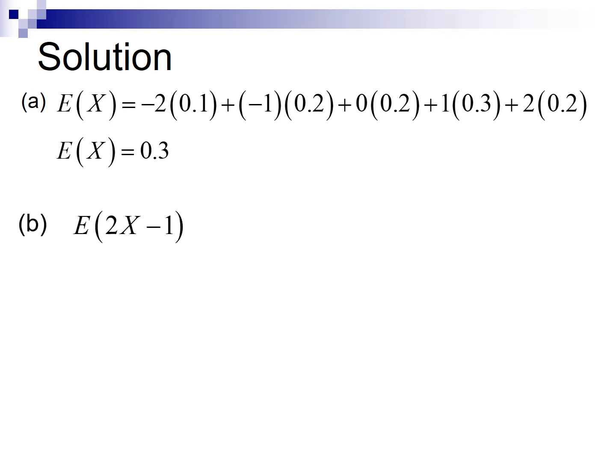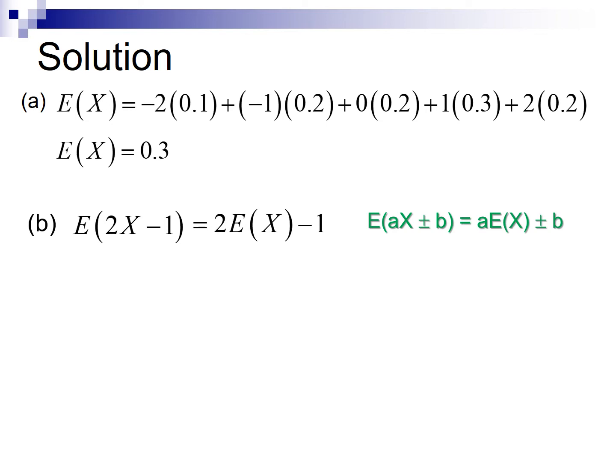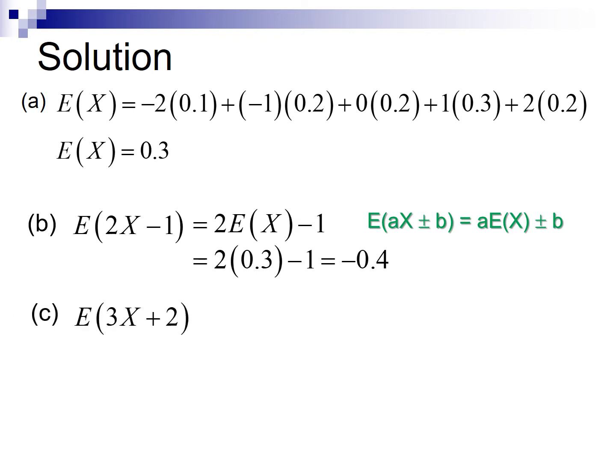Now you can apply the laws of the expectation. If you have E(2x minus 1), the law states that it's just aE(x) minus b. So applying the law is 2E(x) minus 1. Substitute the value of E(x), 0.3. So you have negative 0.4. Similarly, part C, E(3x plus 2) is just 3E(x) plus 2. Substitute the value of E(x), so you have 2.9. So this is how the law is being applied.